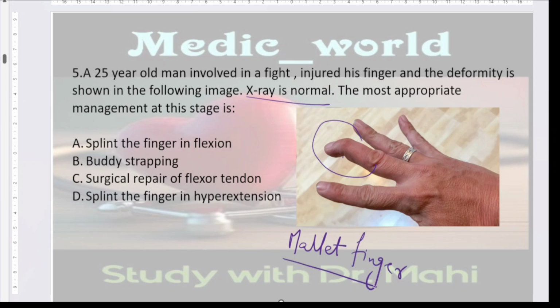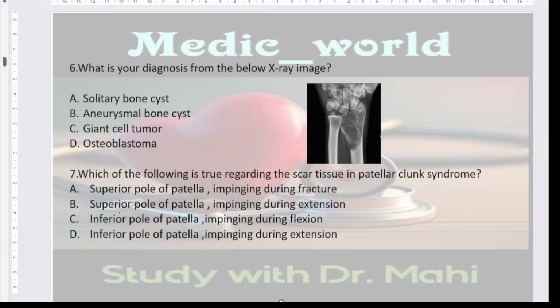And we all know that it is managed by splinting the finger in hyperextension. So the answer to this question is option D, that is splinting the finger in hyperextension. Let's move towards the other question.